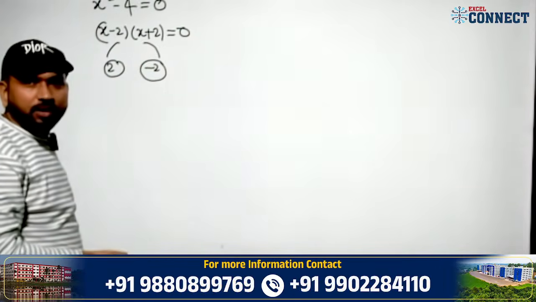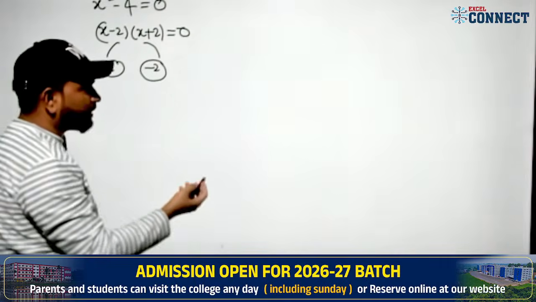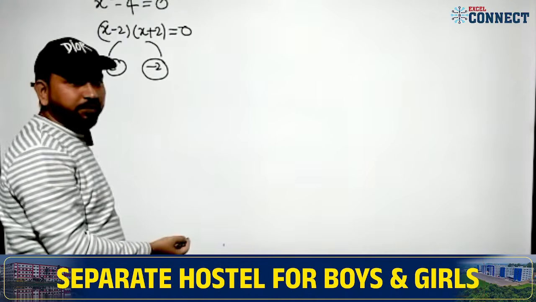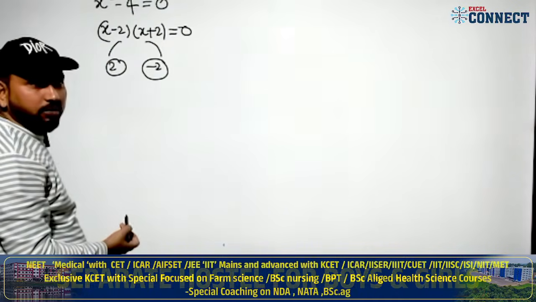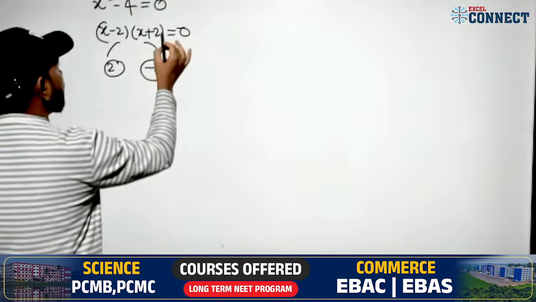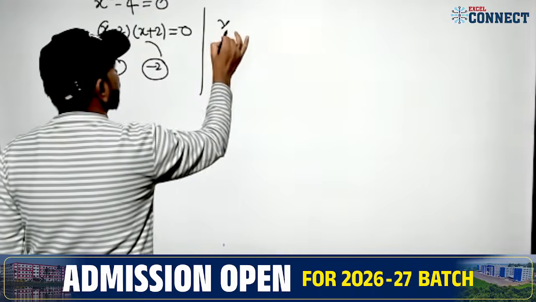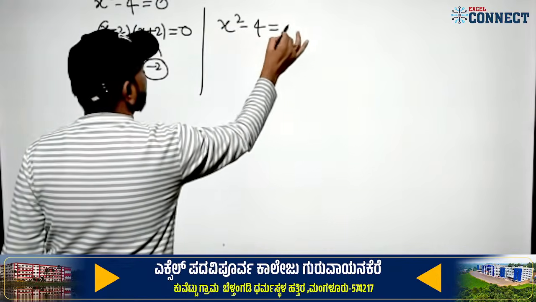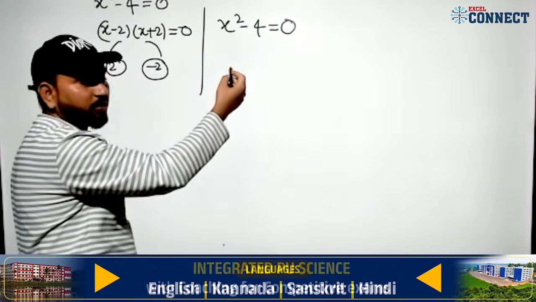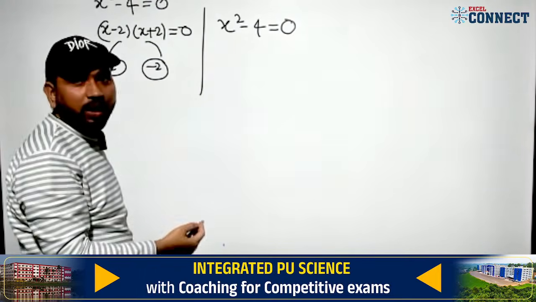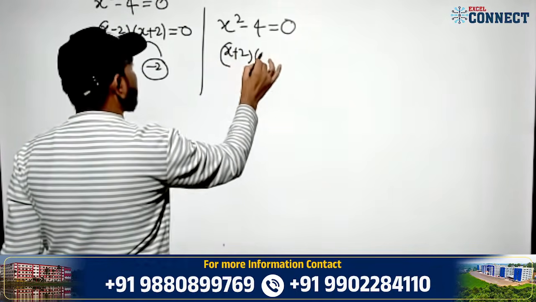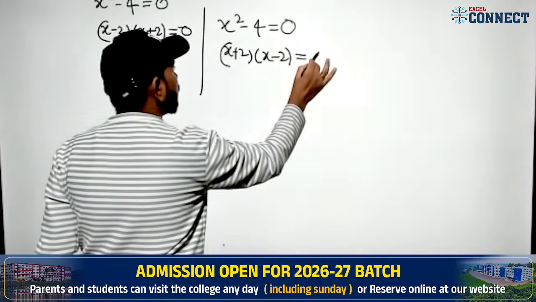Can you repeat iota? Yes, not repeating. Now I will teach the full detail of iota. Okay, our question, not visible clearly, I will write here: x square minus 4 is equal to 0. Then I will grab the concept from here. Why is iota actually required? So x plus 2 into x minus 2 is equal to 0.